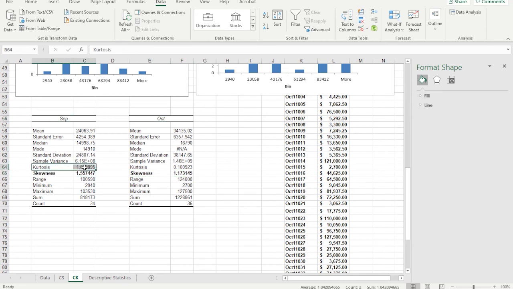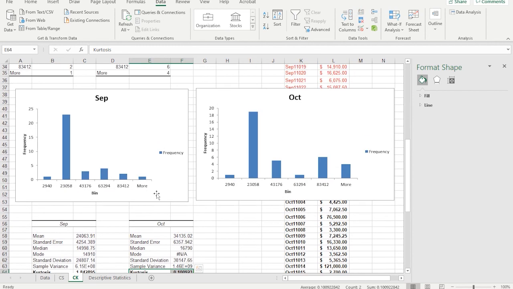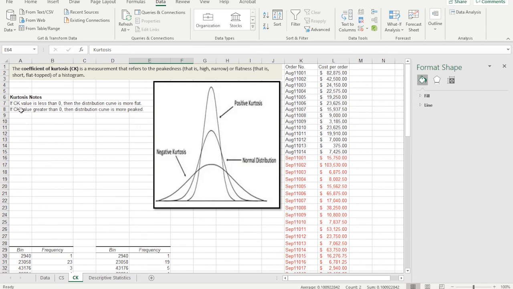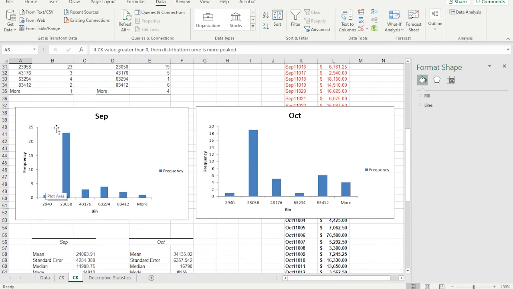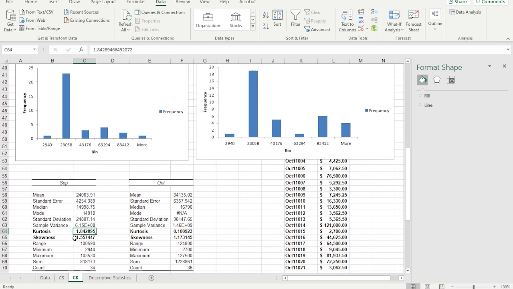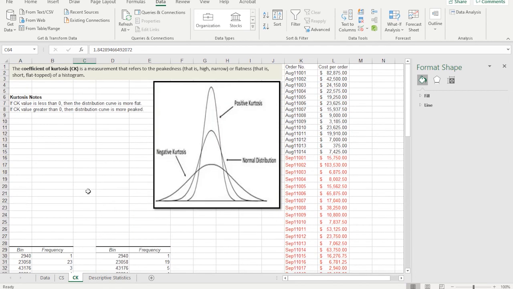But then let's take a look at the kurtosis. So the kurtosis for September is 1.84, and the kurtosis for October is 0.10. So this is closer to 0. Now going back into the legend, it says here, if the kurtosis coefficient is less than 0, the distribution is more flat. So that means it varies more. If the kurtosis value is greater than 0, which is in fact the case for September, then we're saying that the curve is more peaked. So the curve here is more peaked for September, and the kurtosis number is above 0, right? It's greater than 0.